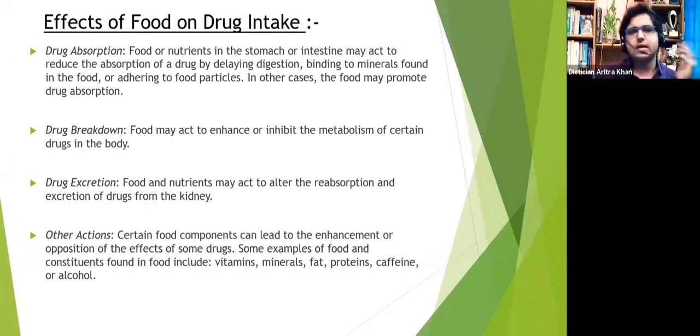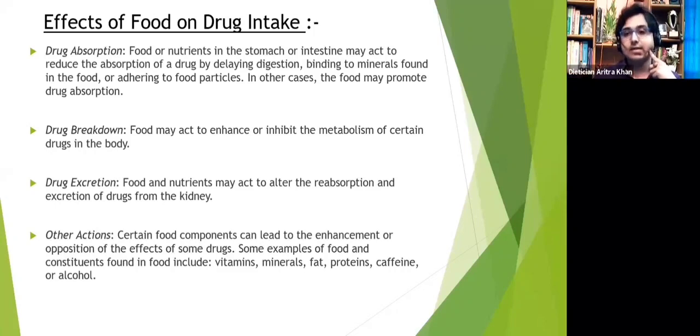We have already discussed, again, drug absorption: food or nutrients in the stomach or intestine may act to reduce the absorption of a drug, delaying digestion, binding to minerals found in the food, or adhering to food particles. In other cases, the food may promote drug absorption. Drug breakdown: food may act to enhance or inhibit the metabolism of certain drugs in the body. Drug excretion: food and nutrients may alter the reabsorption and excretion of drugs from the kidney. That we know very well.